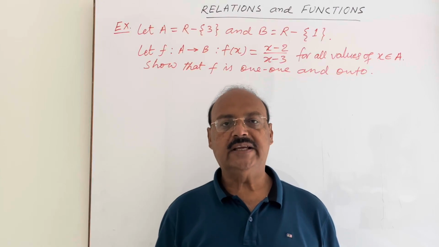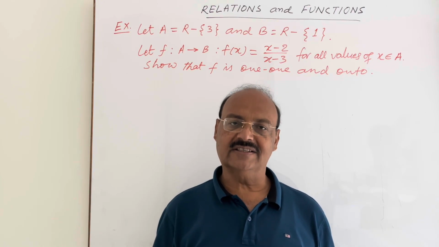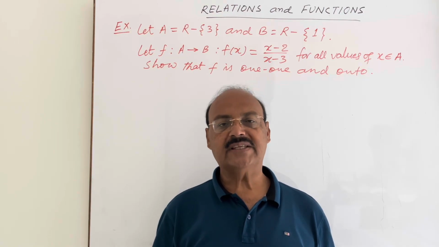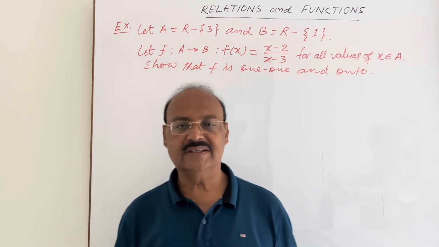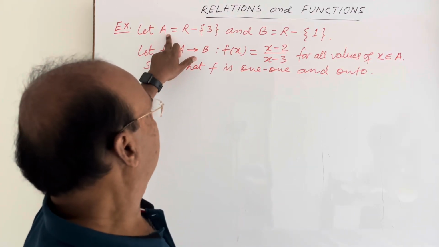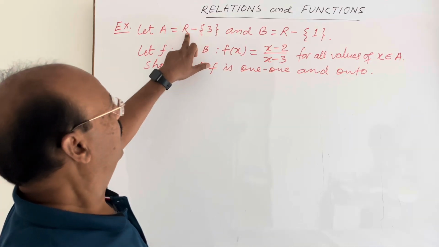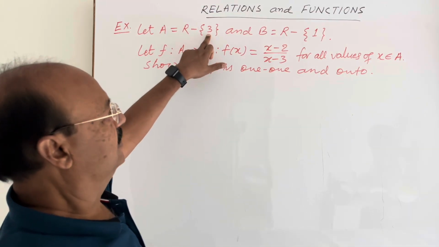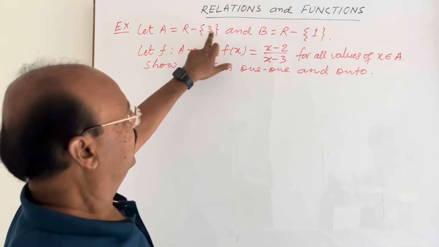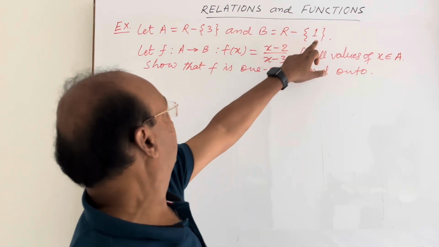Here we are discussing an interesting and important question from the chapter Relations and Functions. The question is based on the topic functions. Let A be a set, and A is equal to R minus the set having element 3, where R is the set of real numbers. And B is equal to R minus the set with element 1.